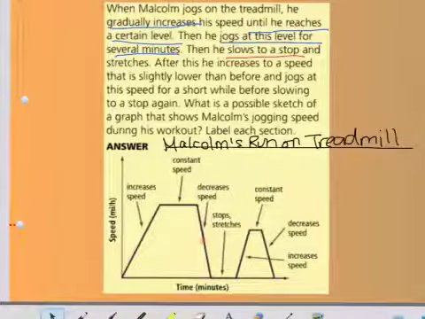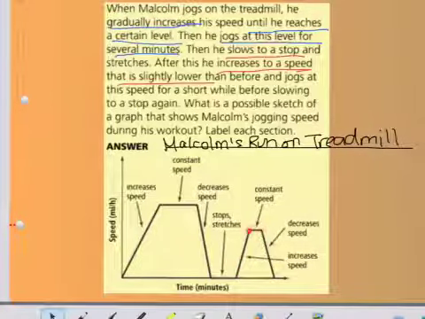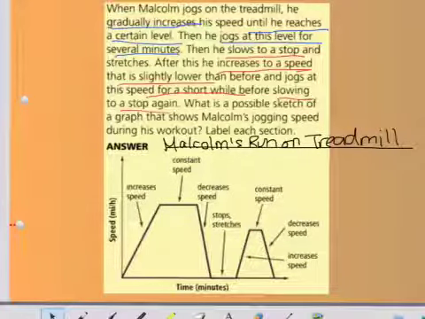So he's slowing down, he stops, so he's not running anymore, so that's why his speed is at 0, and he stretches. After this, he increases to a speed that's slightly lower than before, so that's why this constant speed is lower than this. So he increases to a speed slightly lower than before and jogs at this constant speed again for a short while before slowing to a stop. So slowing to a stop and stretching. So that's where the graph ends. Make sure you have each section labeled and bring any questions that you have on this to class tomorrow.